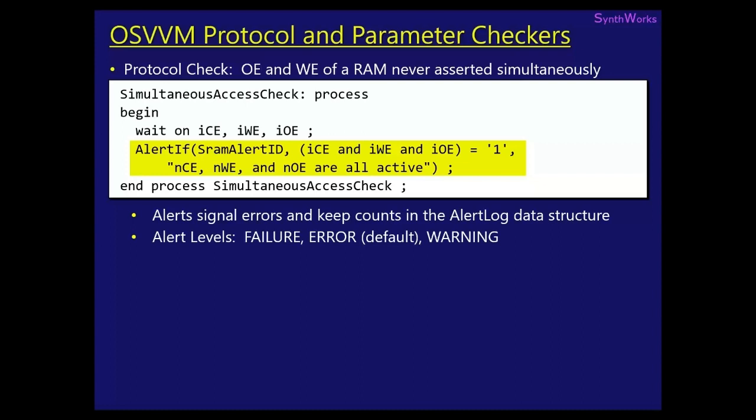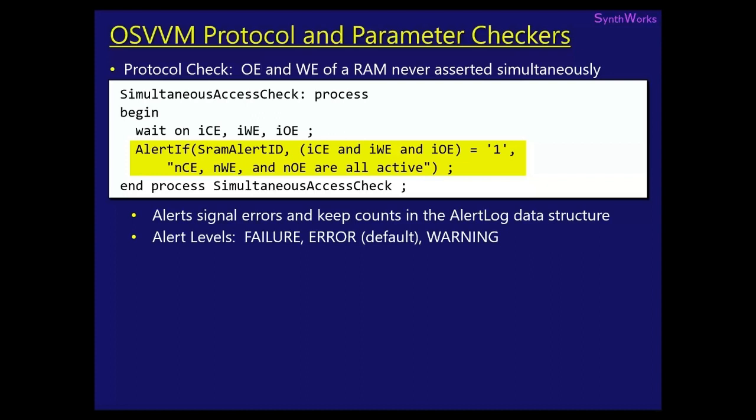For self-checking, we use affirmations. For protocol and parameter checks, we use alerts. So for example, in this one, we're looking at a memory model, and this is a very old static RAM memory model. It had a chip enable, a write enable, and an output enable. And oddly, even though we had a single data line, write enable and output enable were separate and could be asserted at the same time. And that would be a disaster.